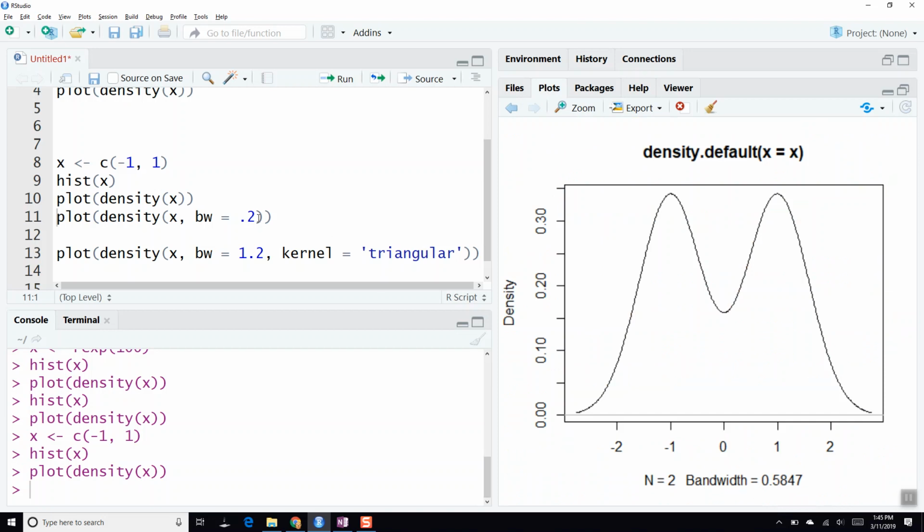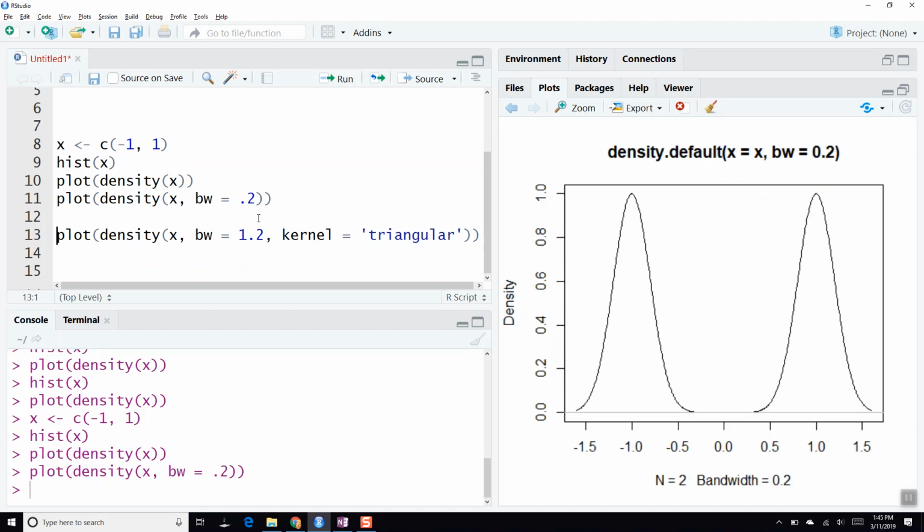And so let me illustrate what different bandwidths are, okay? So choosing a different bandwidth will change how wide or how narrow this mound of sand is. And we're just dropping one at each data point. So here I've got a mound of sand at -1 and 1.